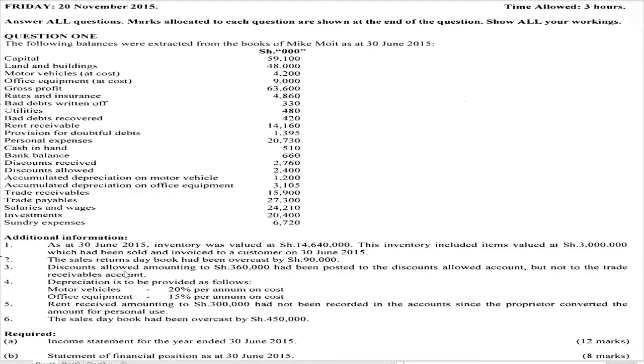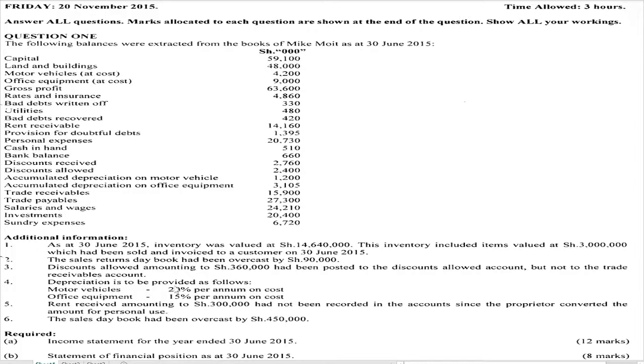Then we have been told the discount allowed amounting to 360,000 had been posted to the discount allowed account, but not to the trade receivable account. So when you look at our trade receivable accounts, it is going to reduce the receivables. So it's also going to affect the balance sheet on the current assets. The 360 will be reduced from that receivable. I'm going to show you how we are going to do that.